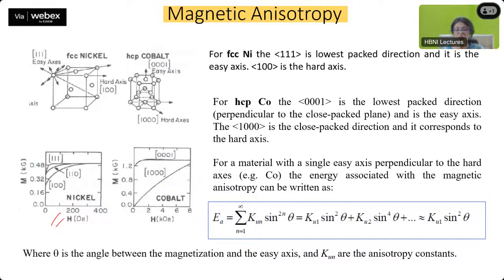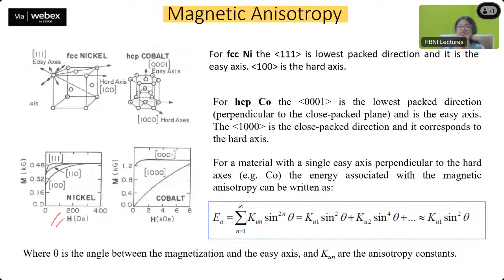For a material with a single easy axis perpendicular to the hard axis, you would see this in cobalt, which has a hexagonal close-packed structure. In this case, the 0-0-0-1 is the easy axis, whereas 1-0-0, the close-packed direction, corresponds to the hard axis.